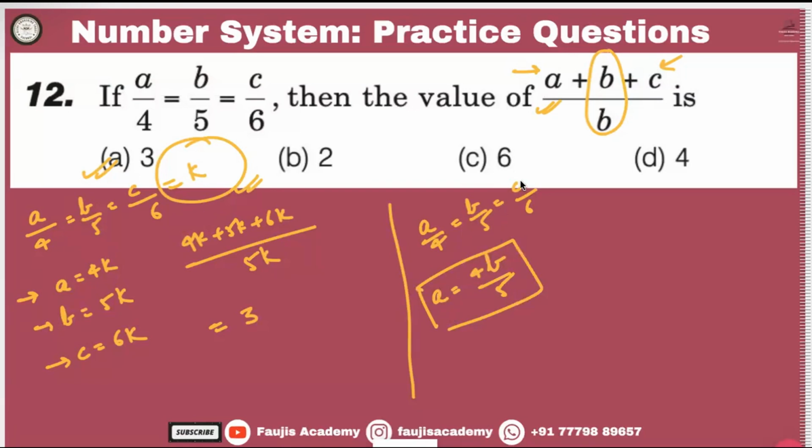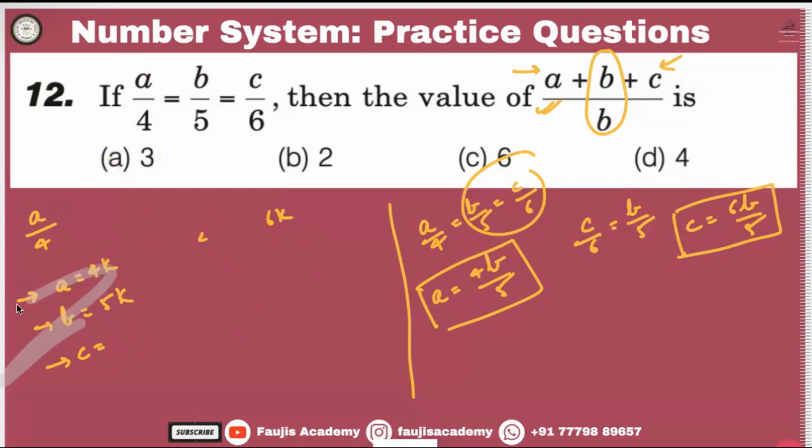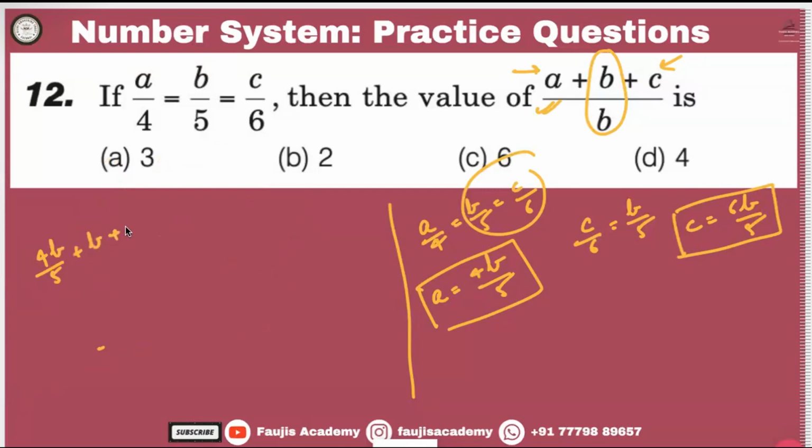Right? And that means now b and c, that means c by 6 is equal to b by 5. They have already given. That means c is equal to 6b by 5. Right? Are you guys with me so far? Now you have got all the values. A you have got in terms of b. That means 4b by 5 plus b plus 6b by 5 divided by b.